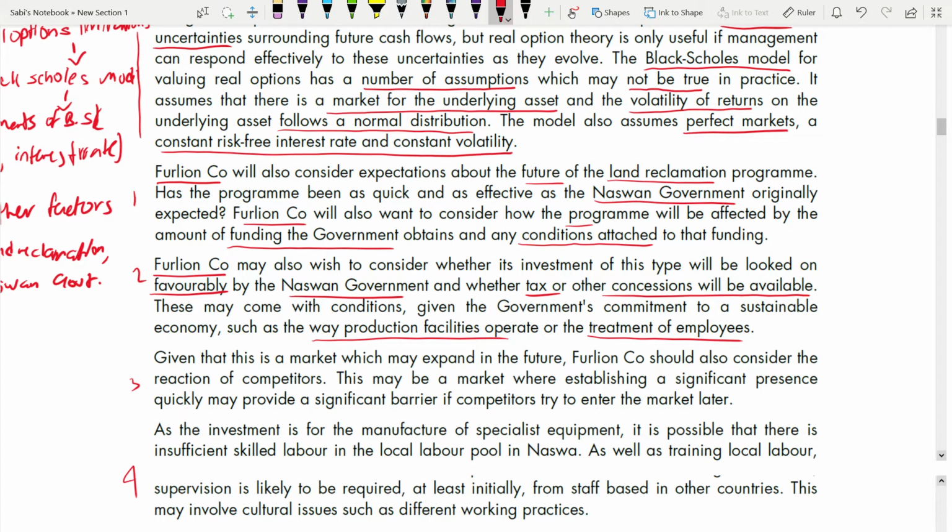Of course, there will be some conditions to that. Whatever investment you're going to do, there will be conditions, because the government is keen on the sustainable. If yours is not sustainable, you are going to have some conditions to that.